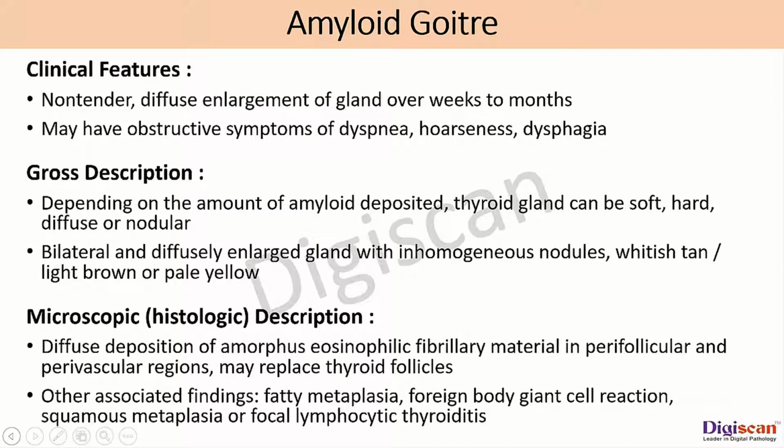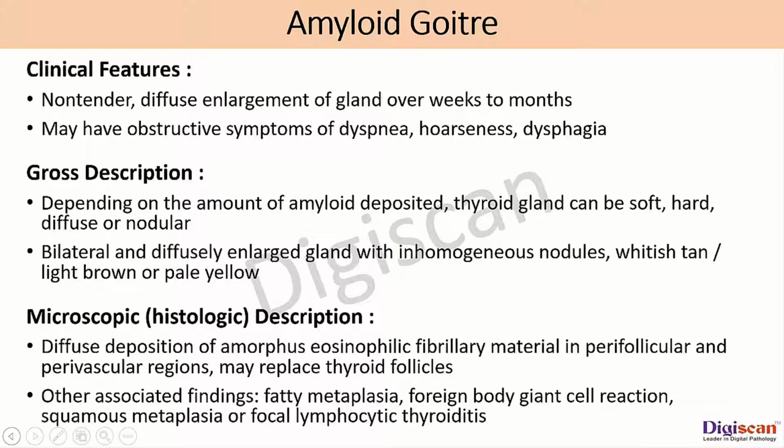Clinically, these patients present with a non-tender diffuse enlargement of the gland over weeks to months. They may have obstructive symptoms of dyspnea, hoarseness, and dysphagia. Grossly, depending on the amount of amyloid deposited, the thyroid can be soft, hard, diffuse, or nodular. And generally, there is bilateral enlargement with nodules and a whitish tan, light brown, or pale yellow cut surface.